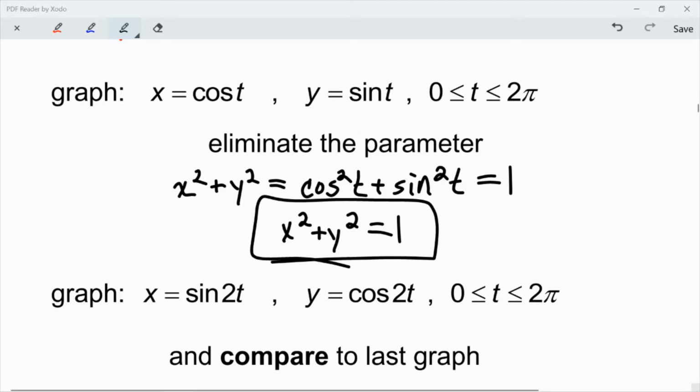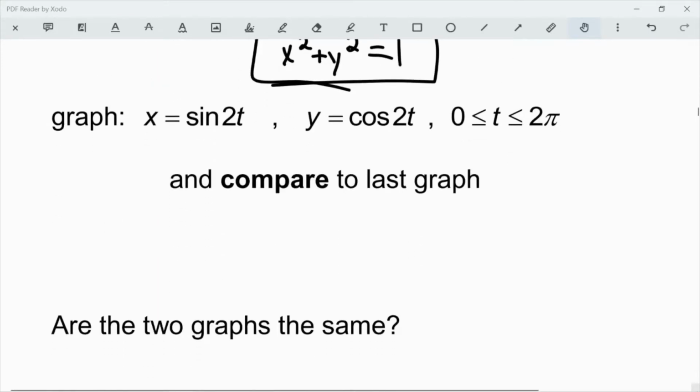Now, I lost some information when I did that because now I don't know where this object started. I don't know which direction it's moving. But I do know I have a circle centered at the origin with a radius of 1. Okay, so let's look at another one that looks very similar, but it's slightly different. So we have x is sine 2t, y is cosine 2t on the interval 0 to 2 pi.